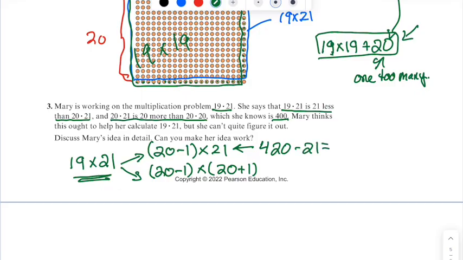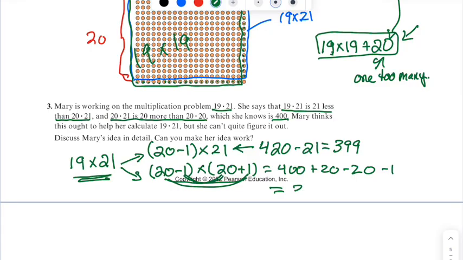And so I have 399. And so let's see if we can make the second one work. So I have 400 plus 20 minus 20 minus 1. So 400 plus 20, 420 minus 20, 400 minus 1 is 399. So that's what we needed to do to make her second line of reasoning work.